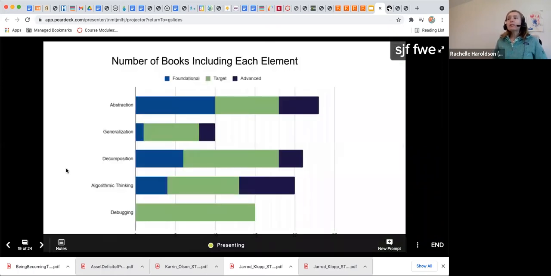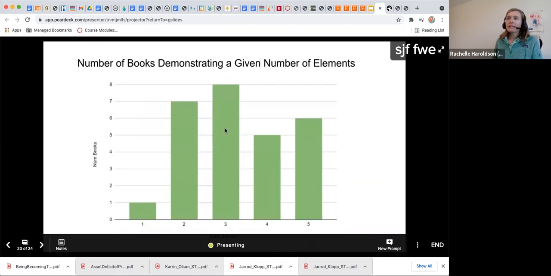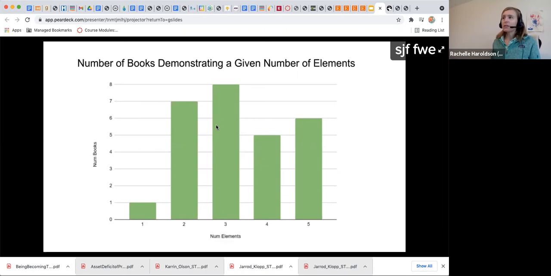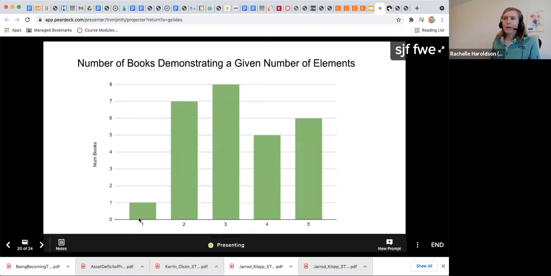So again, number of books including each element. The vast majority of the books are really showing examples of abstraction and decomposition and algorithmic thinking, which makes sense. These are ones that are easier to talk about within the books. And like I said, most books were exhibiting about 3 of the elements of the 5 elements, with just a handful exhibiting 5. We only had one book that exhibited only 1. So again, most of the books are exhibiting more than 1.